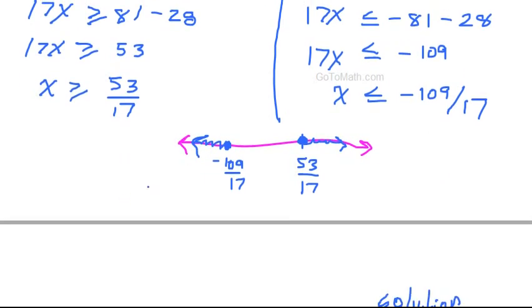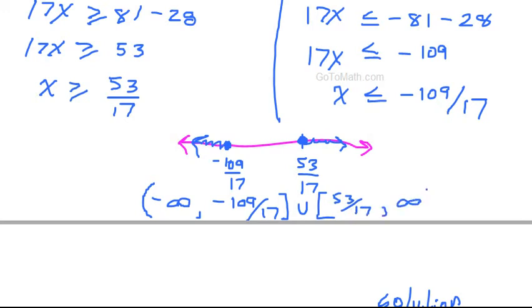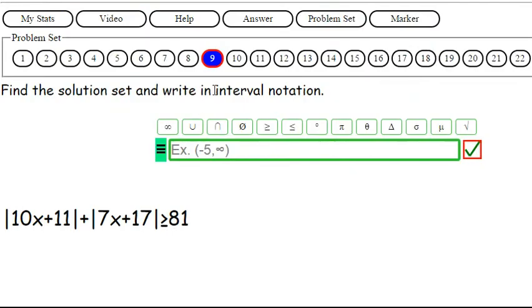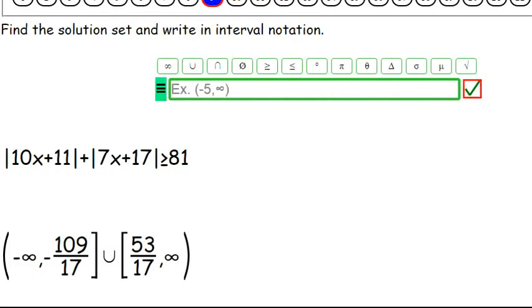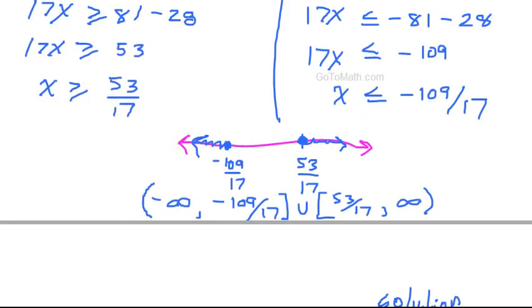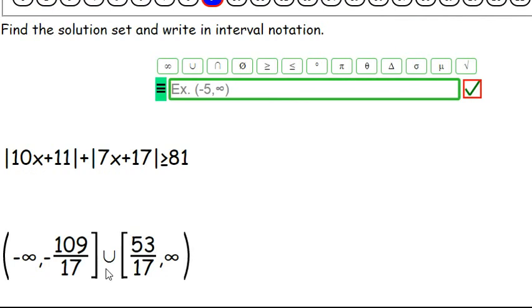We'll go ahead and write our interval: negative infinity to negative 109 over 17, and of course we're going to use a bracket to include that, union, 53 over 17 to infinity. I could scroll up so you can see that, but I want to make sure. Okay, that's all good right there.